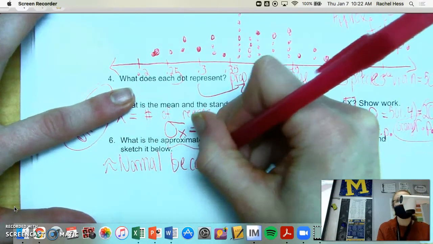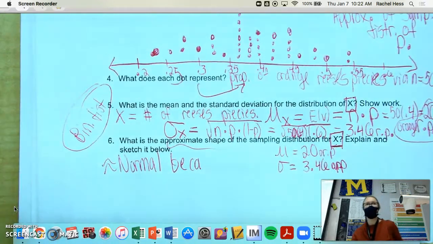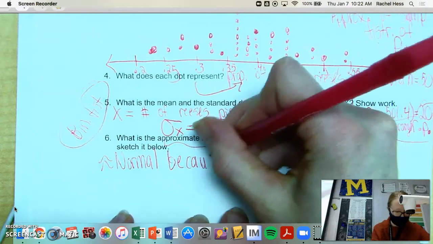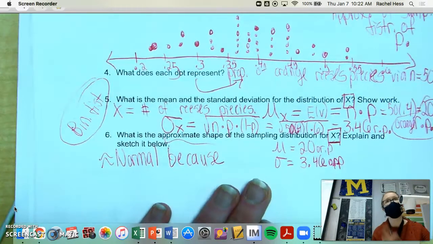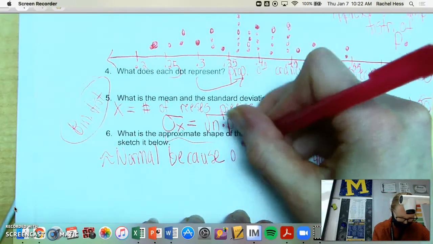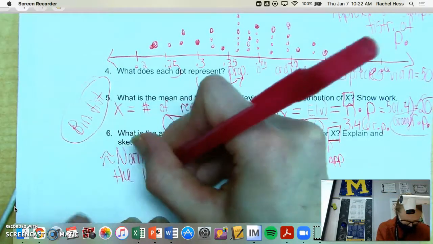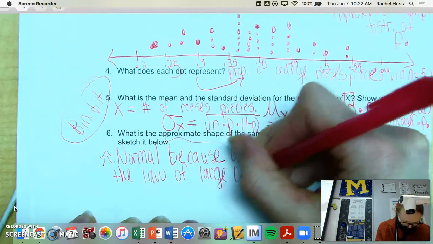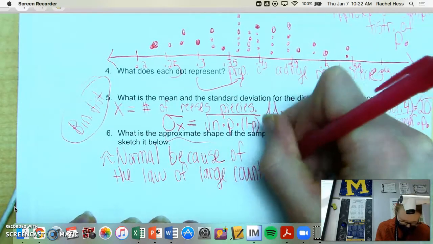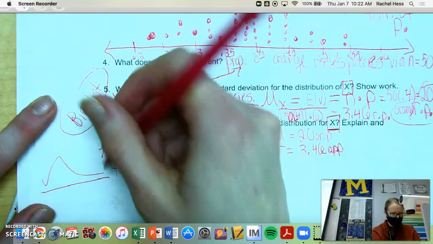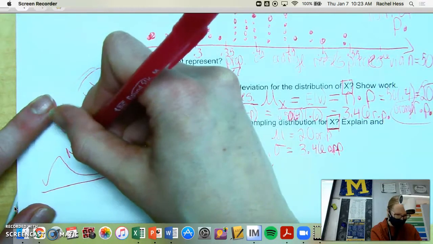And this is where I told you these rules that we didn't really understand, didn't really apply yet, they're coming back. And we're going to keep using them over and over again. So if you really don't understand them, don't sweat it too much. We're going to keep talking about them. Okay, so if we're talking about the law of large counts, we're telling you that this distribution is approximately normal.